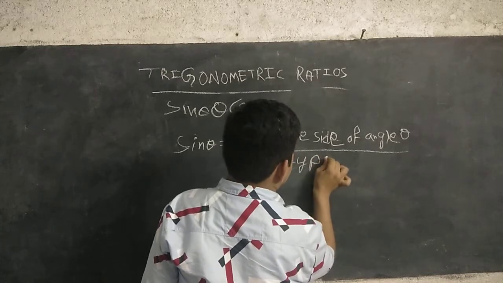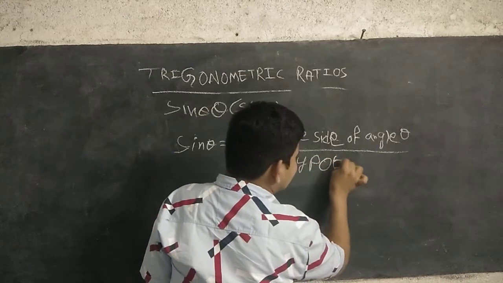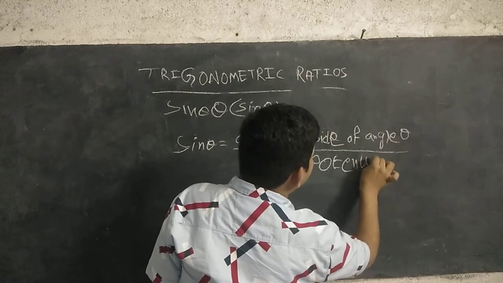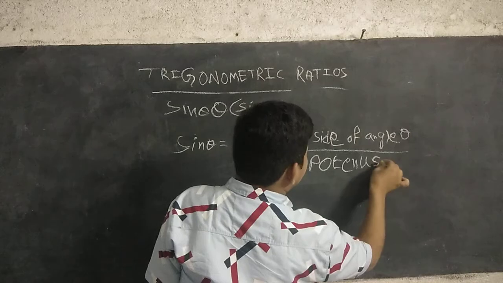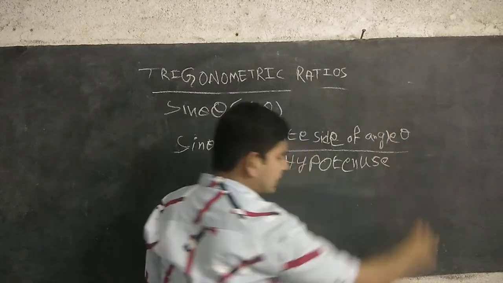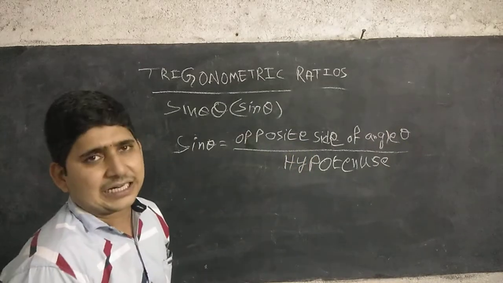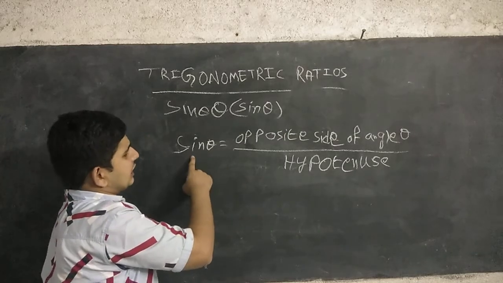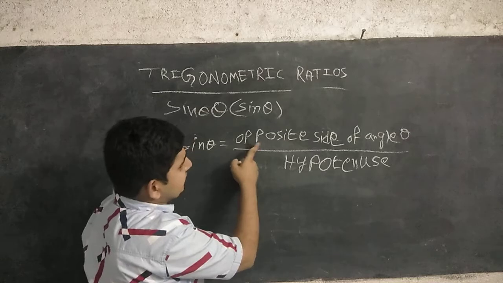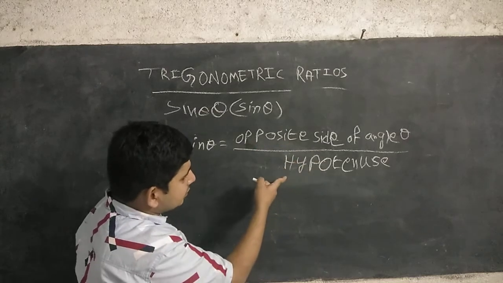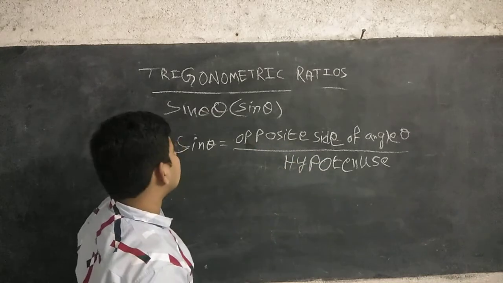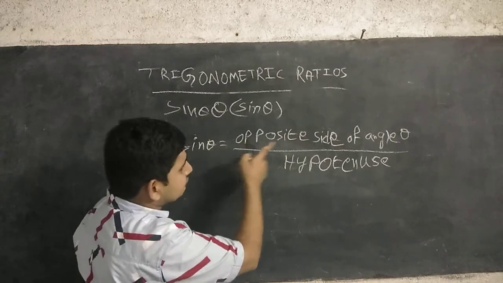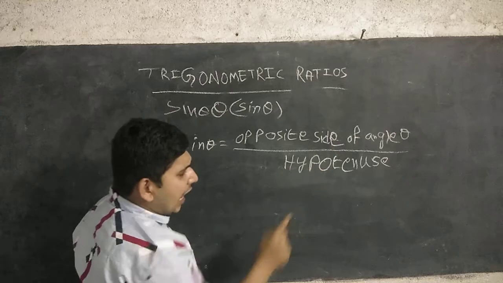Hypotenuse is a fixed side. Why? Because one angle is fixed, so the hypotenuse is the fixed side. The opposite side and the adjacent side will change according to the position of the unknown angle. Now sin theta is defined as the ratio of the opposite side of angle theta to its hypotenuse. Mathematically, sin theta equals opposite side of angle theta by hypotenuse.